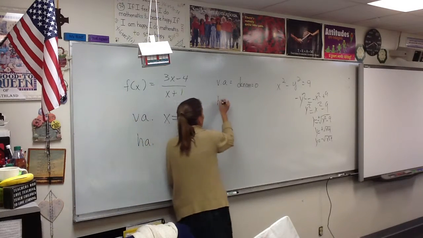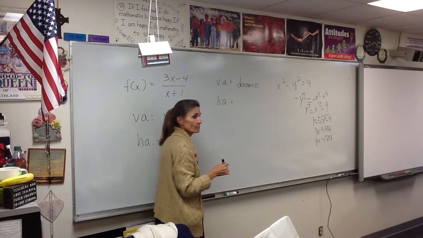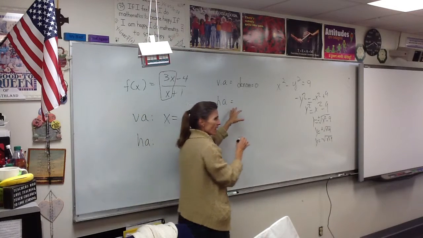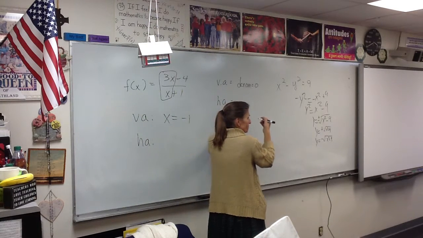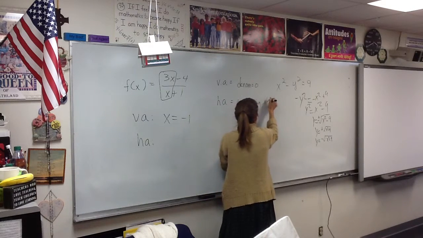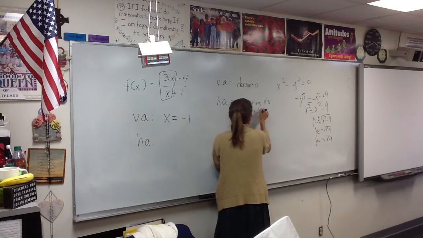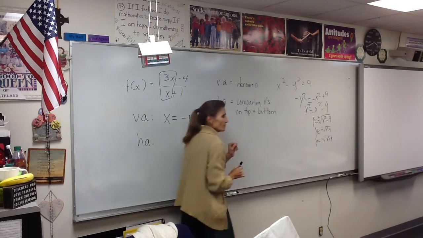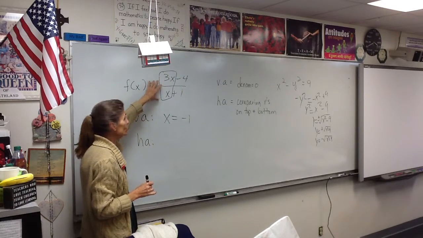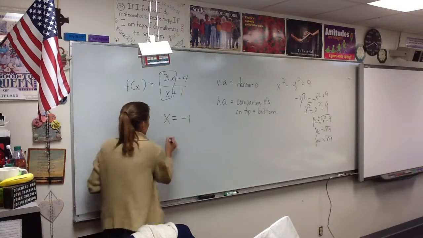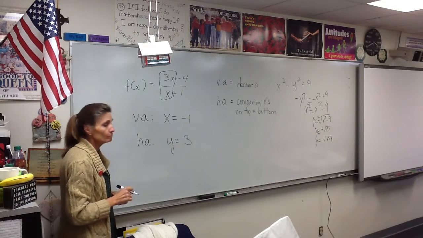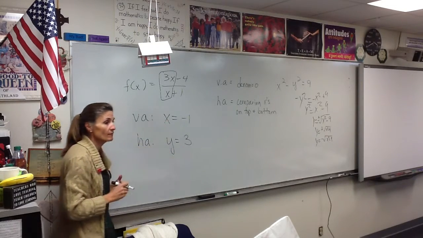Now, where does my horizontal asymptote come from? It comes from here. How do I describe that? Comparing x's on top and bottom. So my horizontal asymptote is y equals 3. You do. These are equations. They have to have letters attached to them.